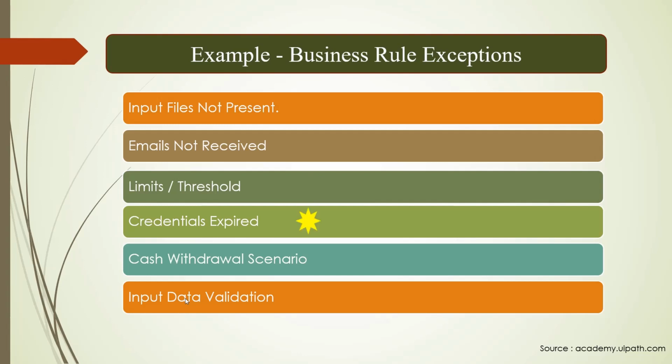Another example would be where you are using credentials provided by the business. You are automating a process for a business where the business has given you a user ID and password. Now one fine day the password expires. Can the robot automatically handle it? No, because the robot will not be able to know the new password. At that moment, the robot will catch the exception and it will throw a business rule exception. It will not throw a system exception, it will throw a business rule exception.